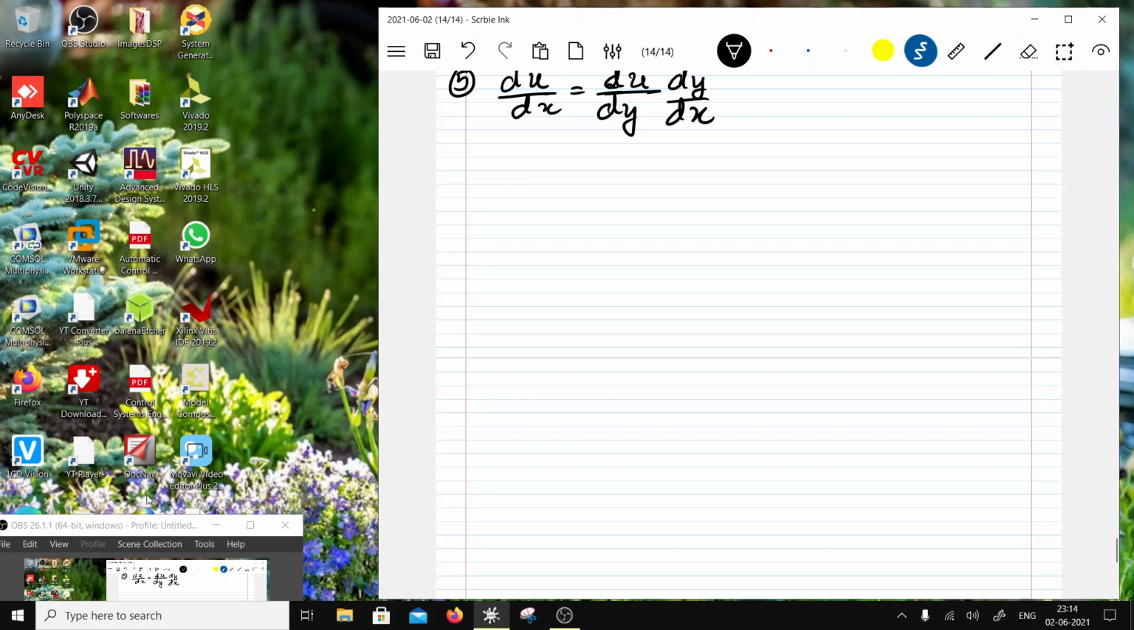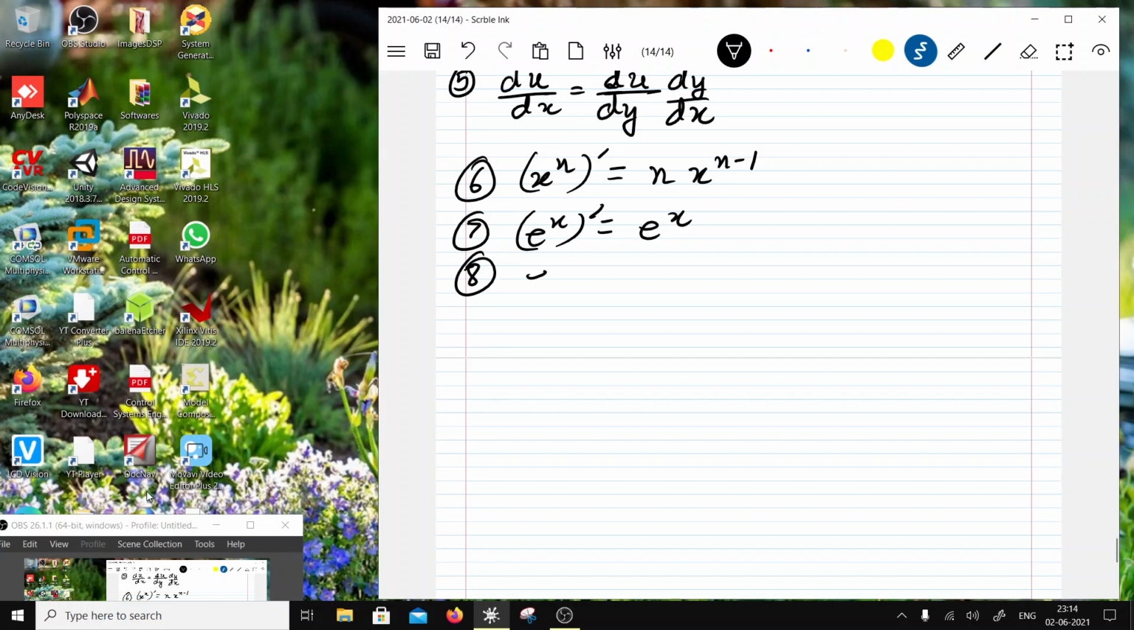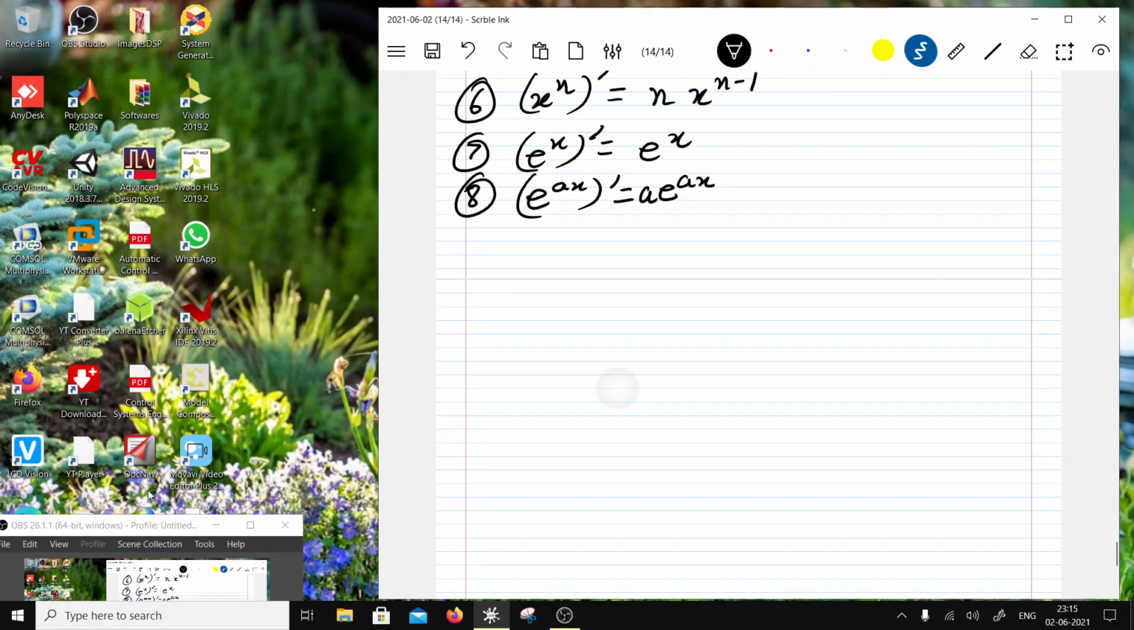Now with this basic thing out of the way, let's look at some of the differentiations, and then everything would be just applying these differentiations to all the terms in an expression. So let's say I have x raised to n, derivative will be n times x raised to n minus 1. Seventh, I have e raised to x, it will be the same as e raised to x. Eighth, if I have e raised to ax, I'll apply this formula. So it will be e raised to ax, then derivative of ax. So this will be that.